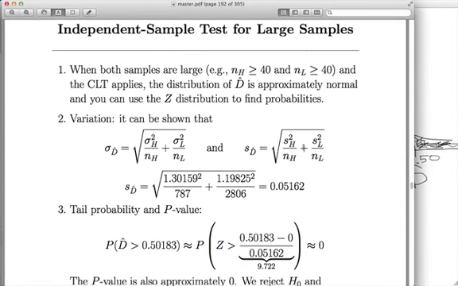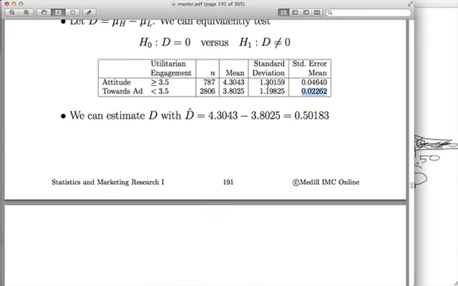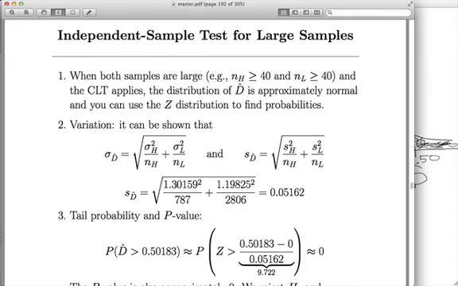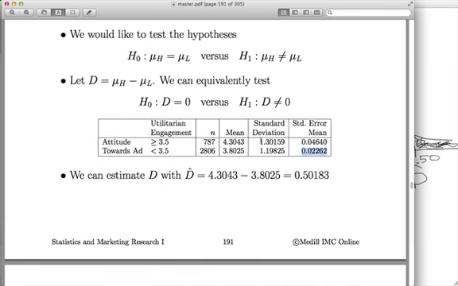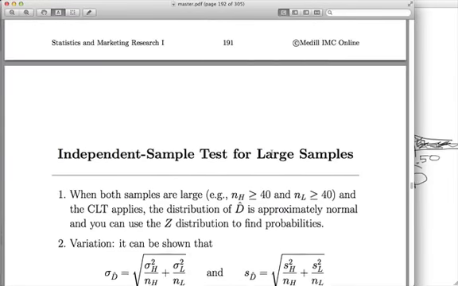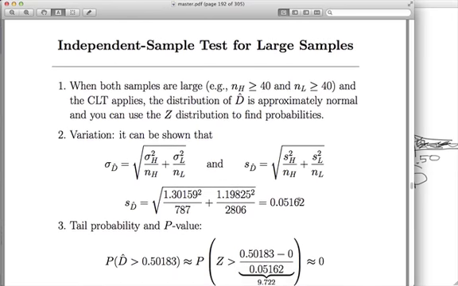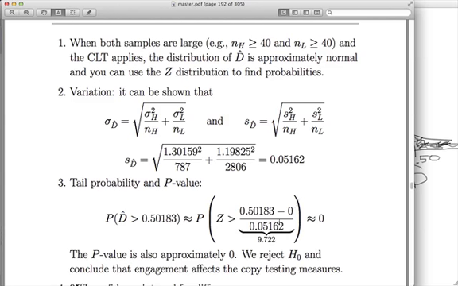Okay, so let's go plug these numbers in. So where did I get 1.3? Here's 1.3 over 787. 1.3 squared over 787, 1.198 squared, well, that's that number squared divided by the sample size. And so there's your standard error of the difference. This is exactly the formula that I wrote.